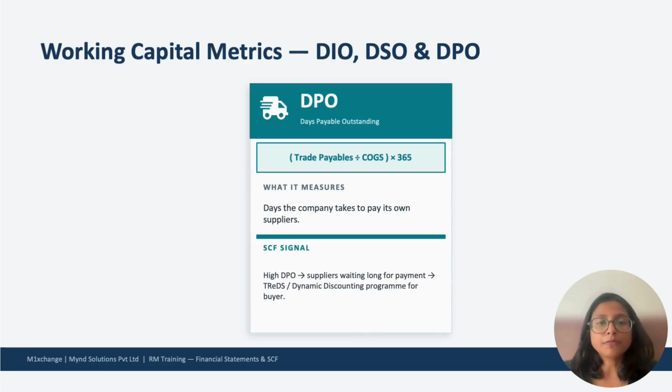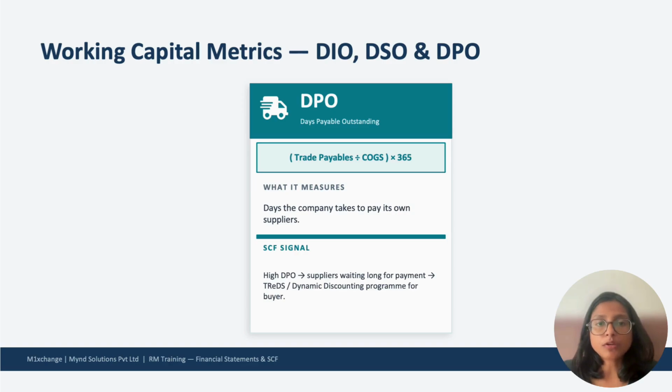So if trade payables of say 50 crores are pending over a COGS, cost of goods sold, of say 200 crores, what will be my days payable outstanding? It will be 50 divided by 200 into 365, say around 91 days. Which means that the buyer's suppliers are waiting 91 days to get paid.